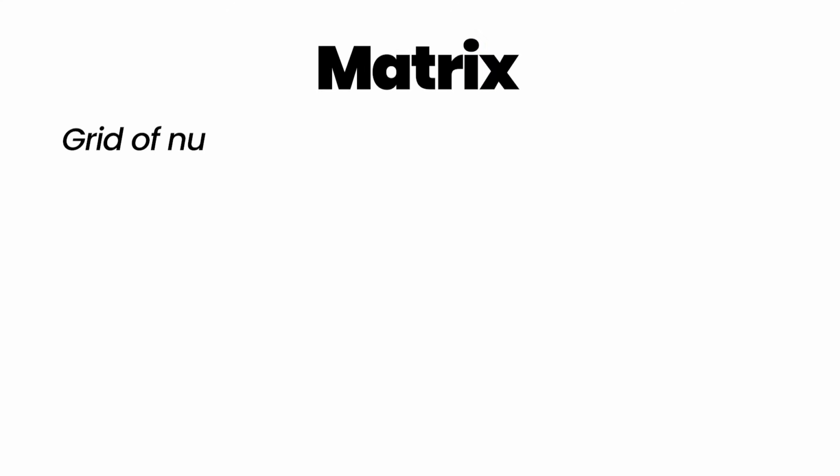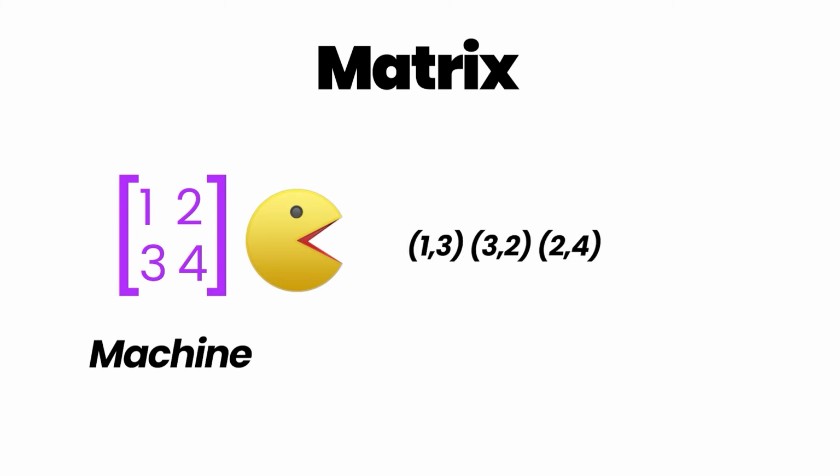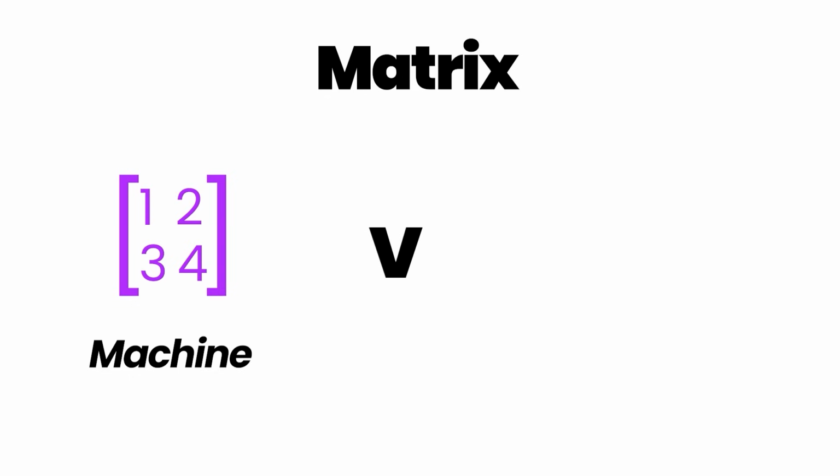A matrix is just a grid of numbers, like A equals a 2 by 2 matrix with 1, 2 in the first row and 3, 4 in the second row. Instead of being scared of it, think: a matrix is a machine that eats vectors and spits out new vectors. You give it a vector v, it gives you a new vector A times v.